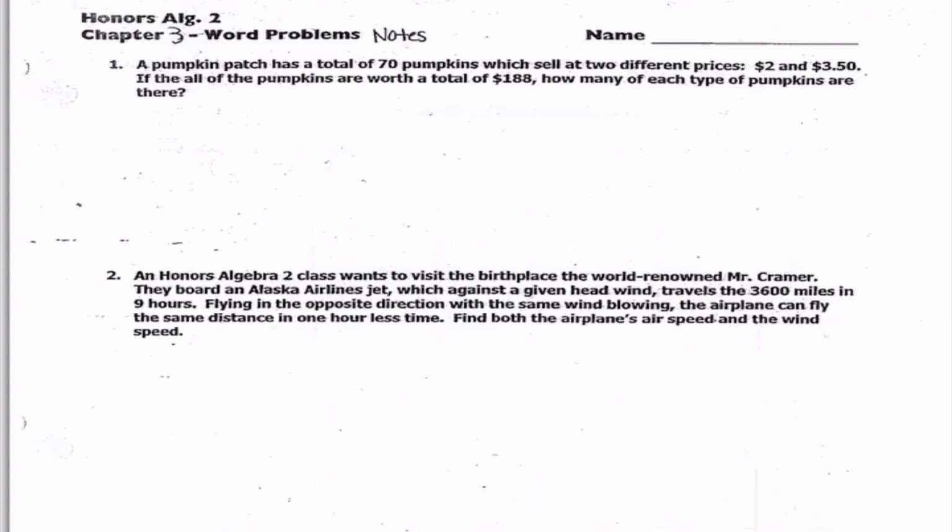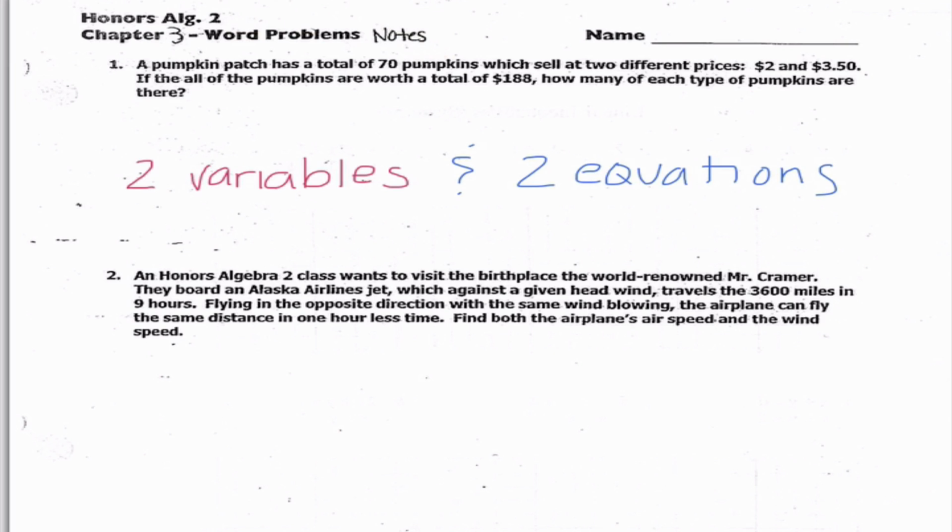Today's lecture is everybody's favorite: word problems. Yay! The first thing I want to point out is that since we're doing word problems in our chapter on systems of equations, every single problem today should have two variables. And in order to solve for two variables, we need two equations. So our first step in every problem is defining what our two variables are. Then, once we figure that out, we will write our two equations.